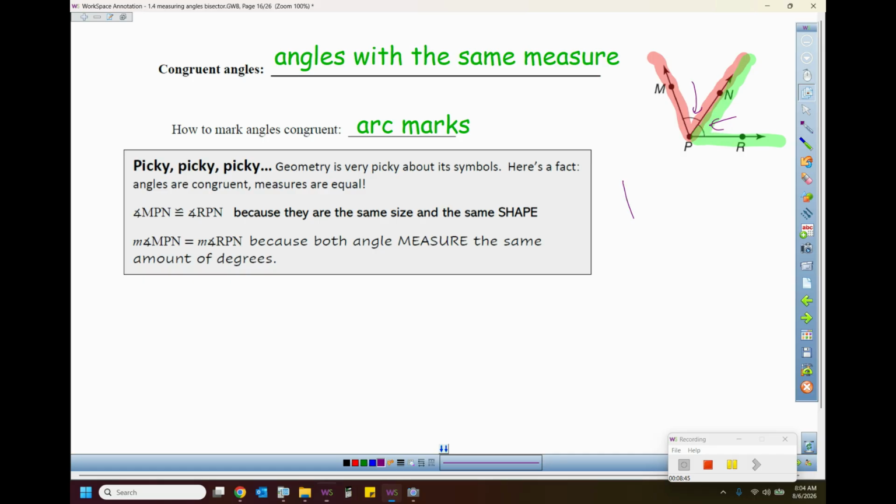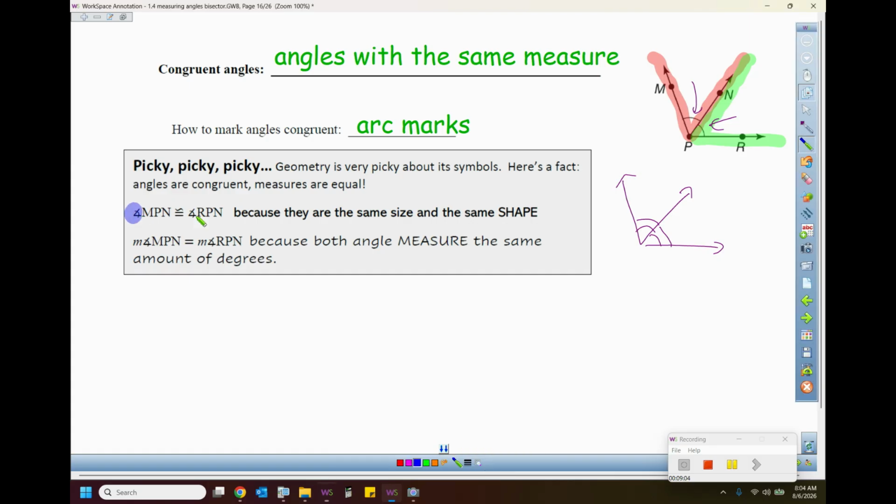You can have an angle right here and an angle right there where this has double arc marks and that has single arc marks. Those don't measure the same. They're not congruent. They have to have the same. Now, if they both had double arc marks, then bada boom, they are congruent. So just like segments were picky, picky, picky, so are angles.